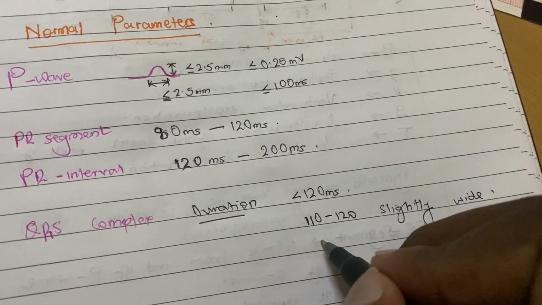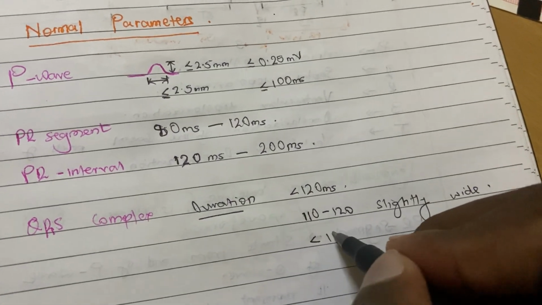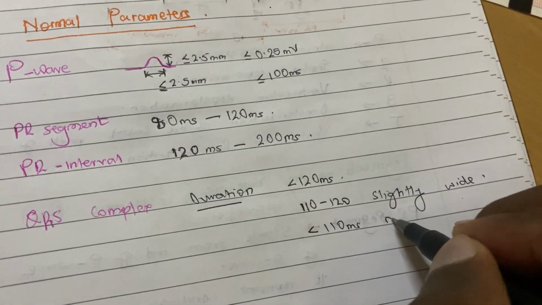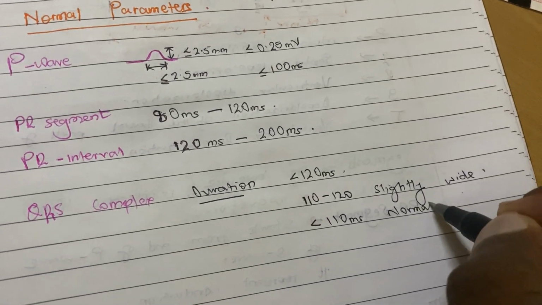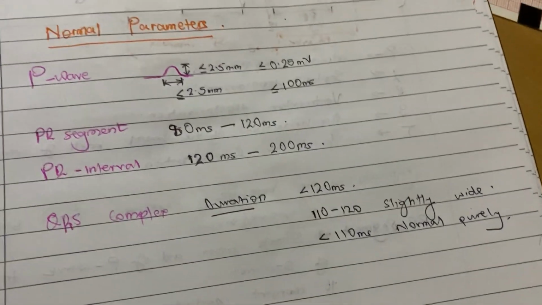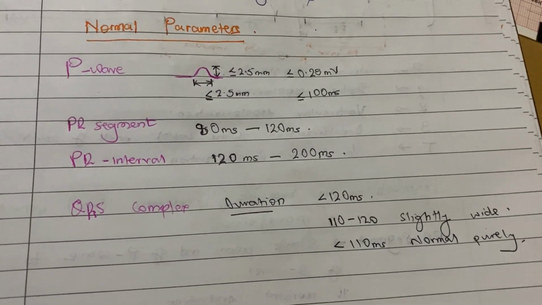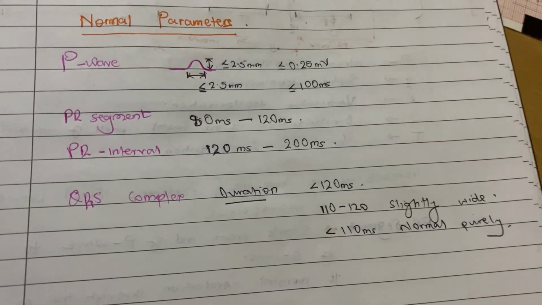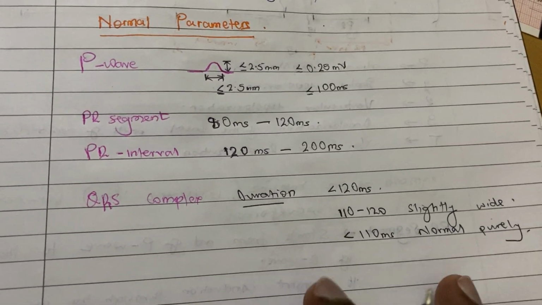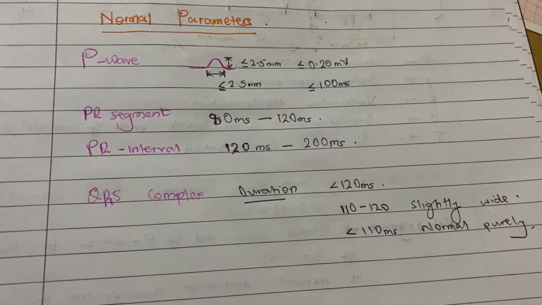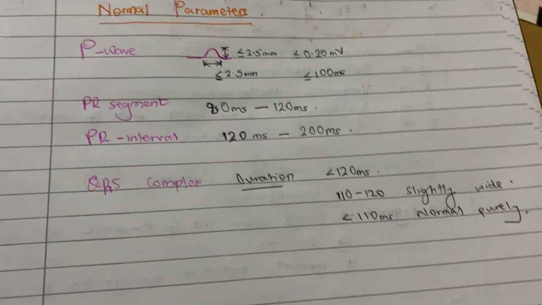Now below 110 milliseconds, that is normal. Purely normal. Ventricular conduction should happen so fast, conduction through the Purkinje system so fast. So if the QRS complex is less than 110, it is purely normal. In most cases you will find the QRS complex duration is around 90.